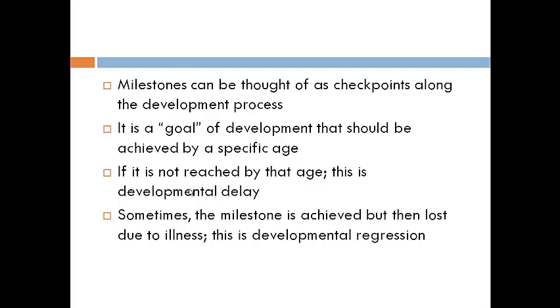And in some situations, a milestone is achieved, but then it is lost due to illness. So they had it, but then they got sick, and then they lost it. And an example of this would be if a child started walking at 12 months, and then let's say they got meningitis, and that affected their nervous system so much that they got paralyzed, and now they can't walk. Okay, so this is called developmental regression. So they were already at the milestone, but they lost it, and then they moved backwards.